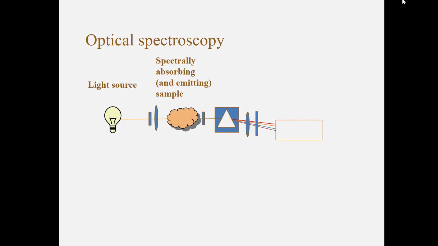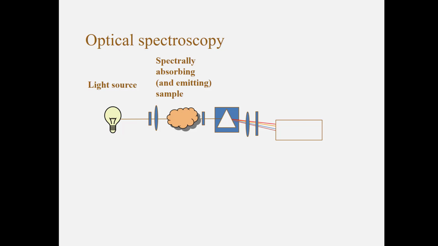After that, we have our sample, so that's our spectrally absorbing sample normally, which has a particular fingerprint, so some of the colors the light source sent out are absorbed or possibly emitted by this spectral sample. If they are absorbed, they disappear from the light. So after we have passed the sample, we have less light. But by just looking at the light here, we cannot say anything about what particular frequencies or wavelengths of the light went missing.